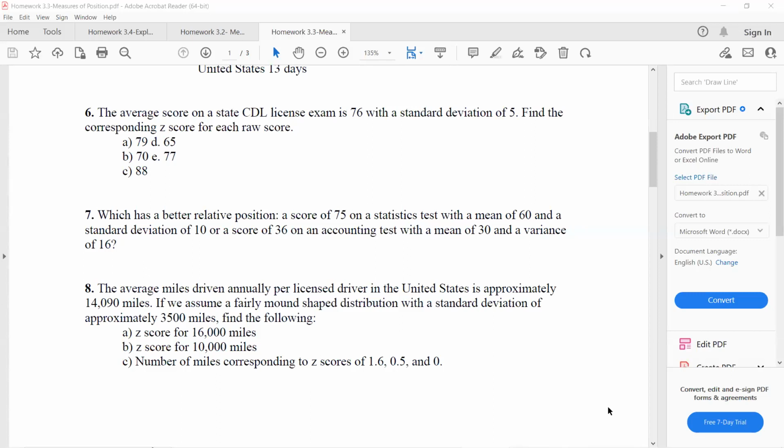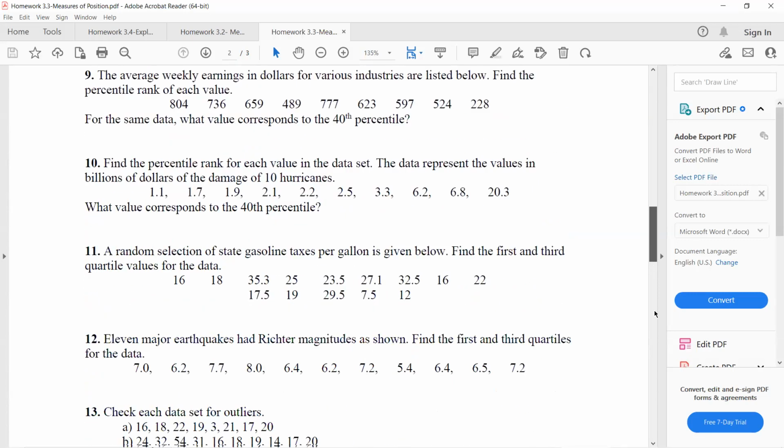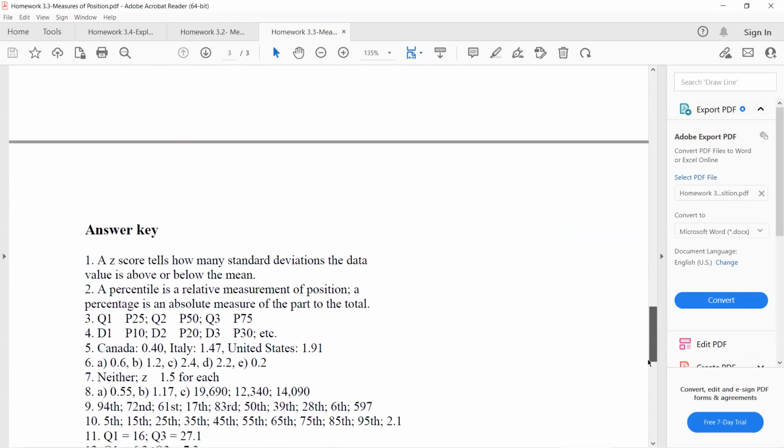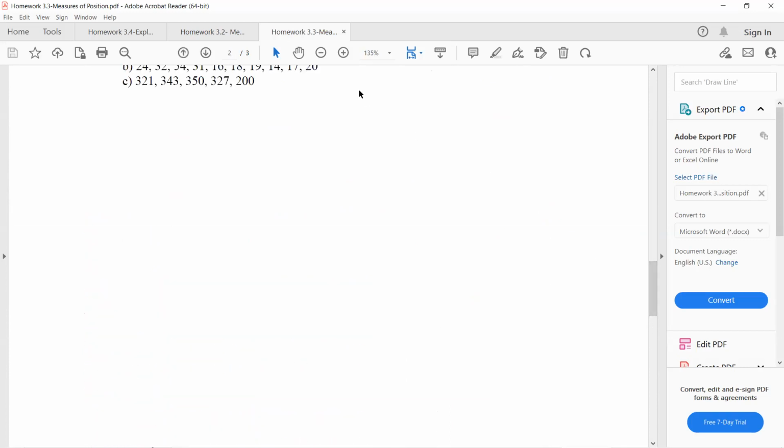Let me see what she has for the answer here. How many decimal places did she give you? She gave you 3, it looks like. So, well, 2 after the decimal, right? So 0.55. And that works because we have, to remind you what we had, this.